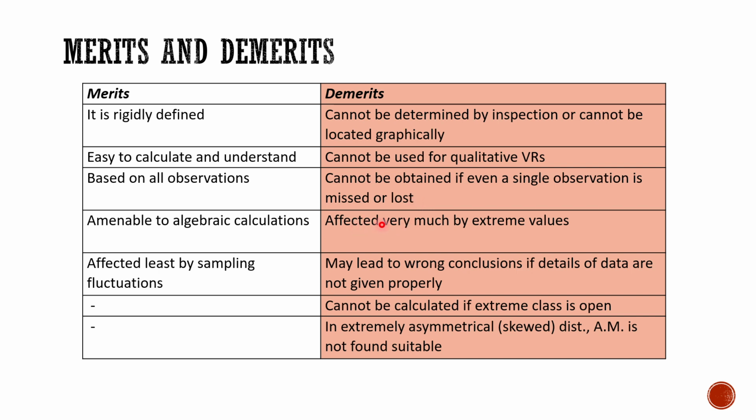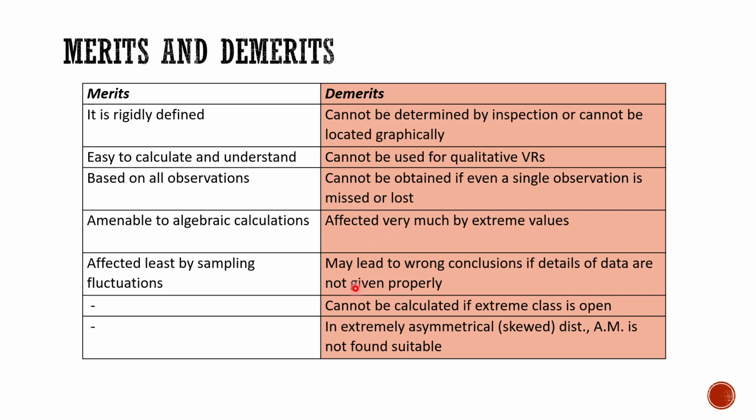Now, it is affected very much by extreme values, as I already mentioned. If you are having very much fluctuation in your observations, then this arithmetic mean would be affected by the extreme values, the lowest one and the highest one. It may lead to wrong conclusions if details of data are not given properly, and this is very much related to this demerit, because it is affected very much by extreme values.